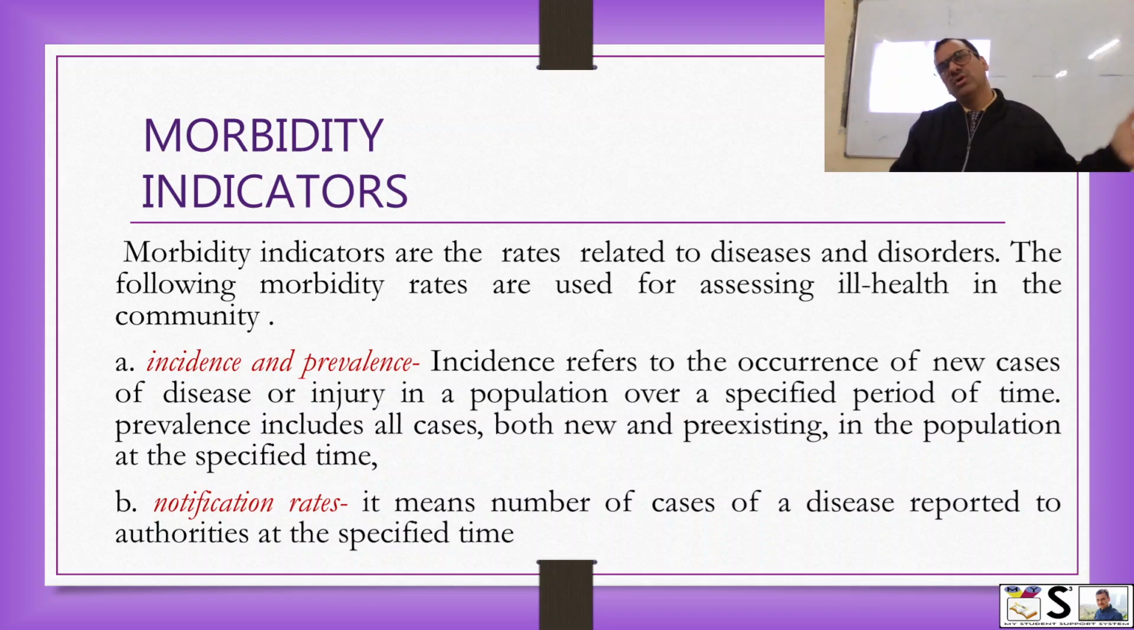So all these indicators which we have studied till now were mortality indicators. Now we come to the morbidity indicators. What is the meaning of morbidity? Morbidity means related to disease or morbid condition. Morbid condition means disease. So morbidity indicators are the rates or ratios which are related to a disease or disorder. Basically we have three types of morbidity indicators.